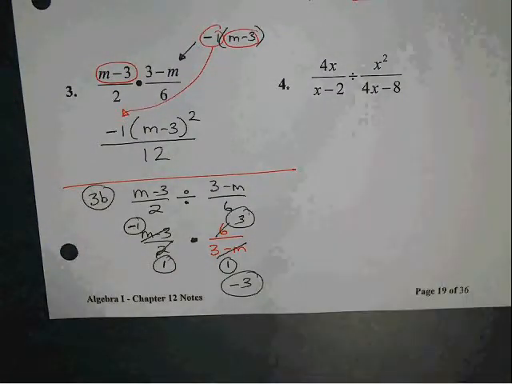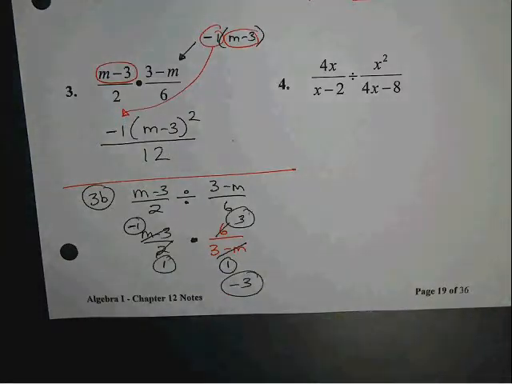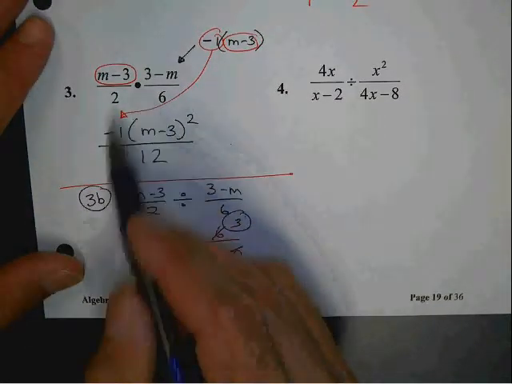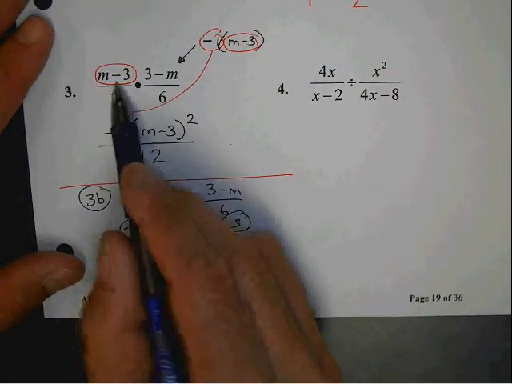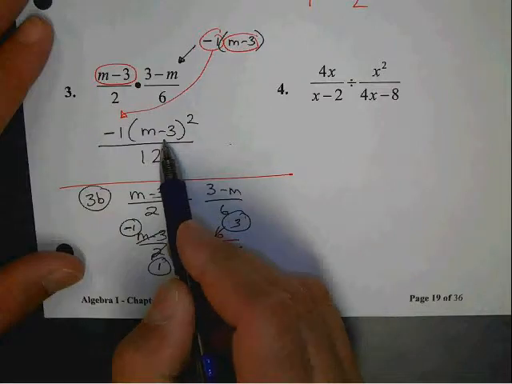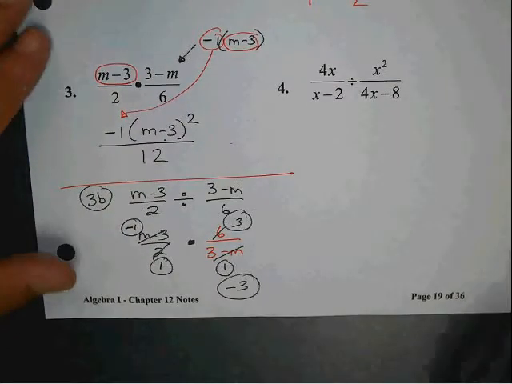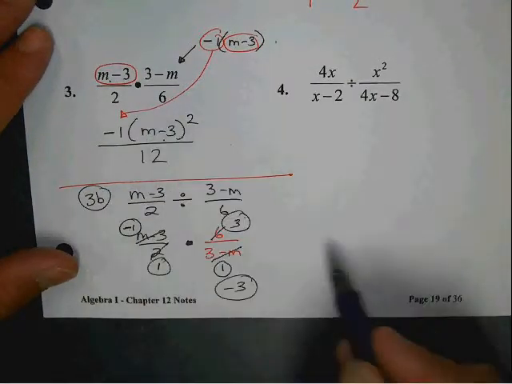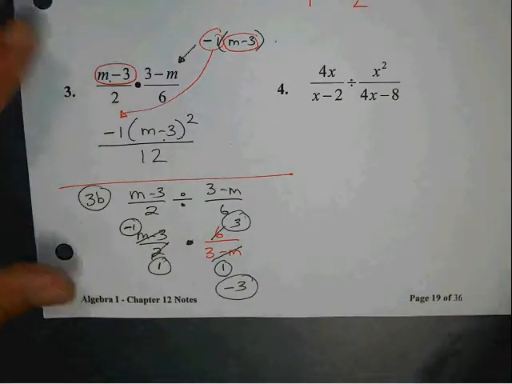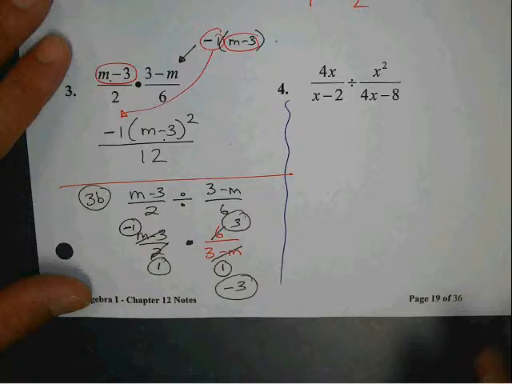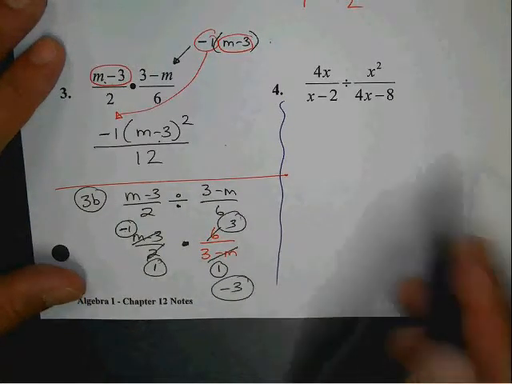For the top one, do you just multiply them then? Yeah, we're just multiplying those together. M minus 3 times m minus 3 is m minus 3 squared. That's all. It's like saying 4 times 4 is 4 squared. It's just that squared. That's all. Okay, no big deal.